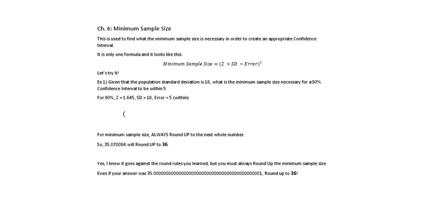So we're going to do 1.645 times the standard deviation, which is 18, divided by 5. And then we're going to raise everything to a power of 2. And let's punch that in the calculator. And if you do, your answer is going to end up being 35.070084.